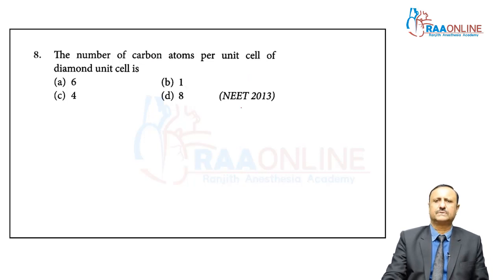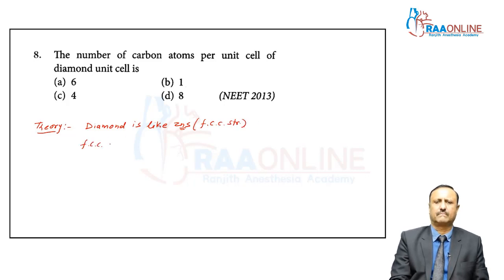This question was also asked in NEET 2013. The number of carbon atoms per unit cell of diamond is? What is the theory and concept of this question? Here diamond means it's an allotrope of carbon. So, my dear students, diamond is like ZnS, zinc sulfide, and in ZnS an FCC structure is present. In the FCC structure, 1/8 into 8, that is 8 corner atoms are present, but only 1/8 of each atom participates in the unit cell.